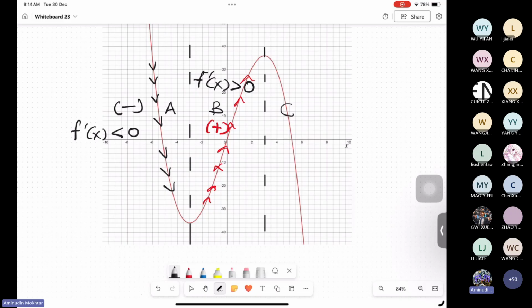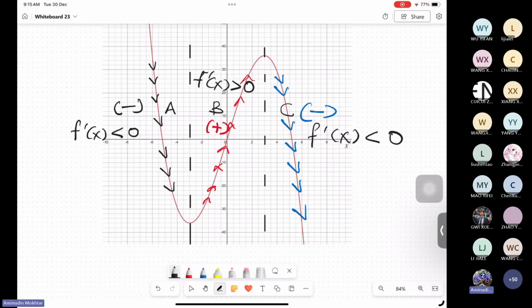Same goes for C. As the value of x increases, the value of y decreases. There is a negative relationship between x and y. In other words, in area C, the slope of the function is negative. So if the slope of the function is negative, we can also conclude that the first derivative in this area is also negative.